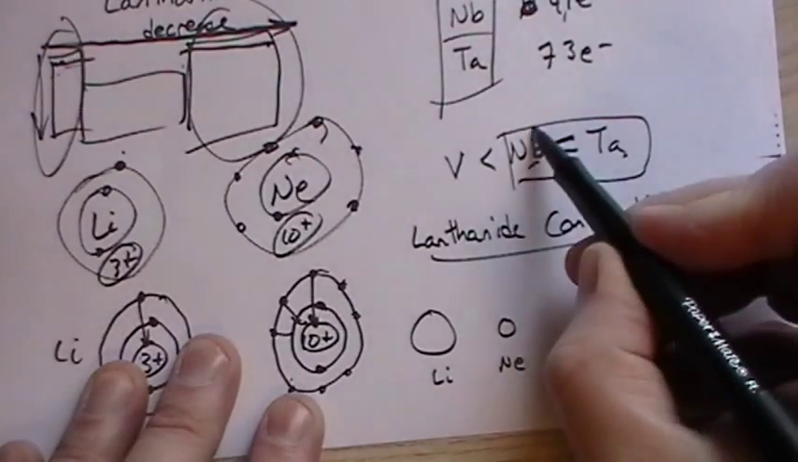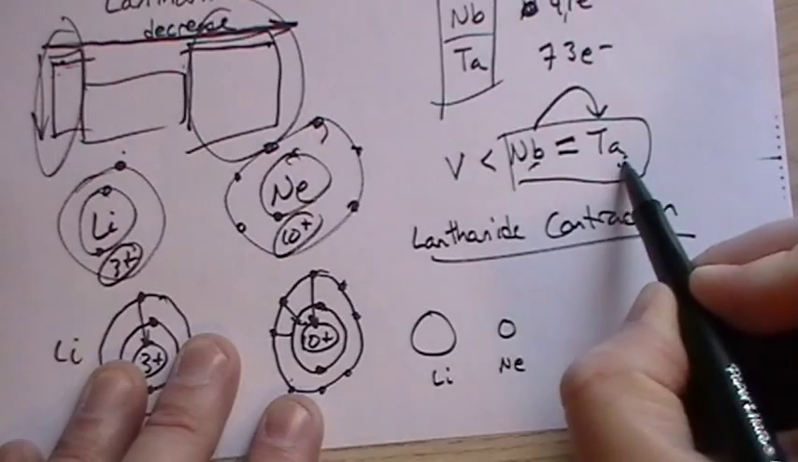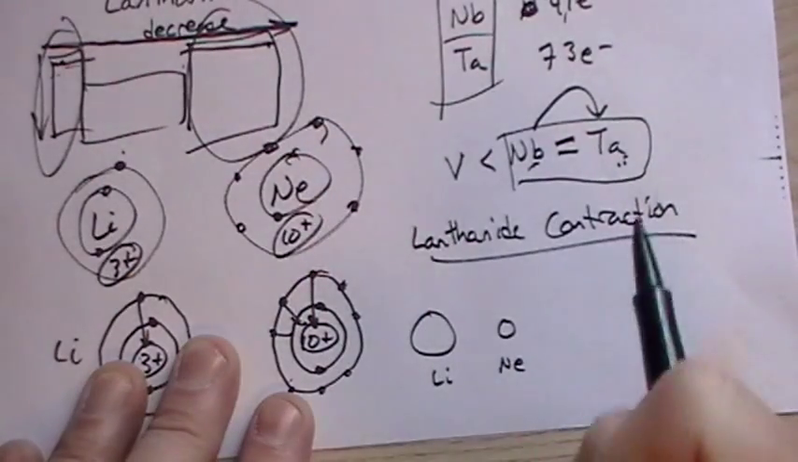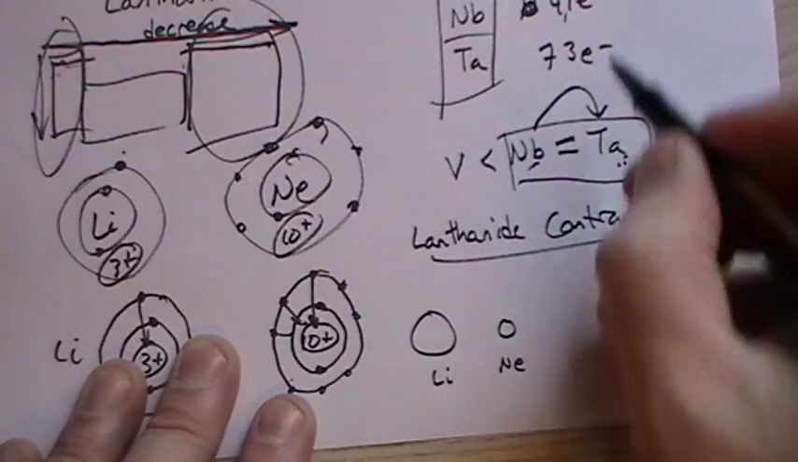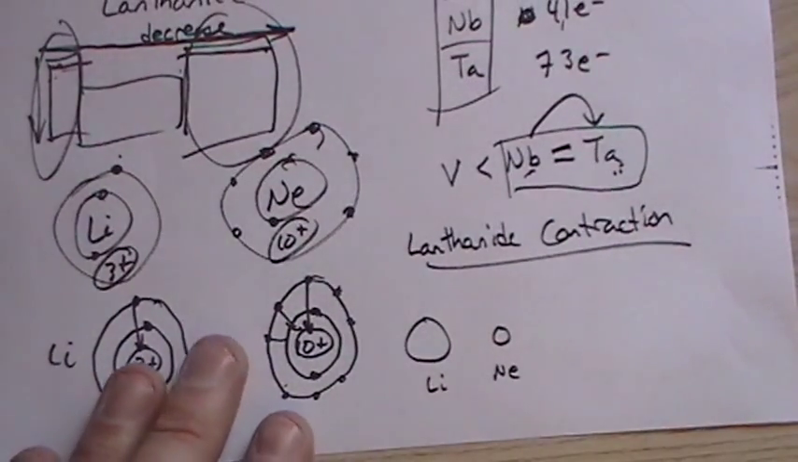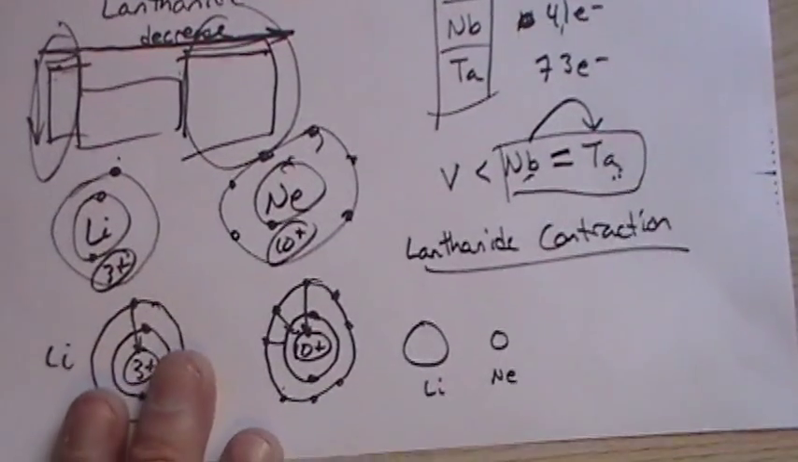So by the time you go from niobium through back to tantalum, the atom has decreased so much in size that tantalum ends up being the same size as niobium, despite the difference in electrons. And that is that.